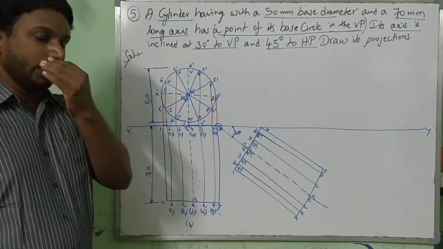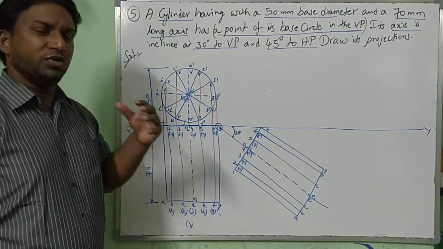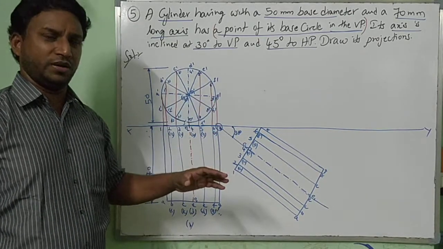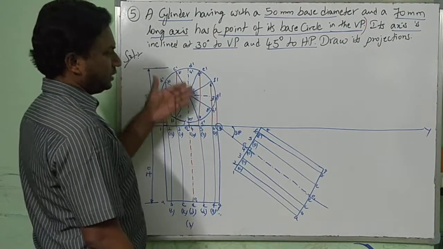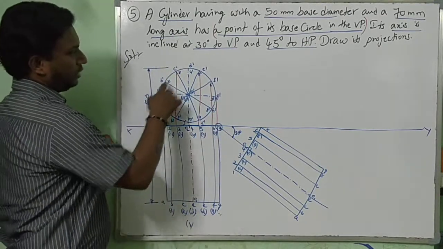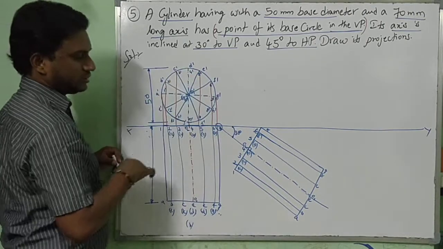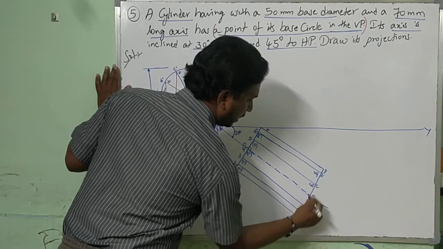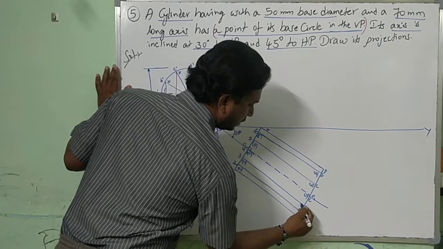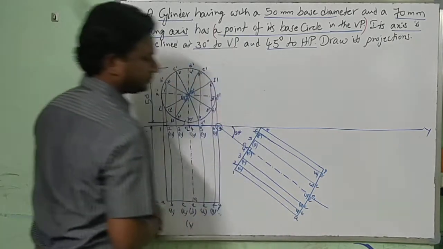If you are confident, there is no need to go with this. Just try to draw lines. Go with the four corners, diameter corners: C, D, F, G, H, I, J, K, L.